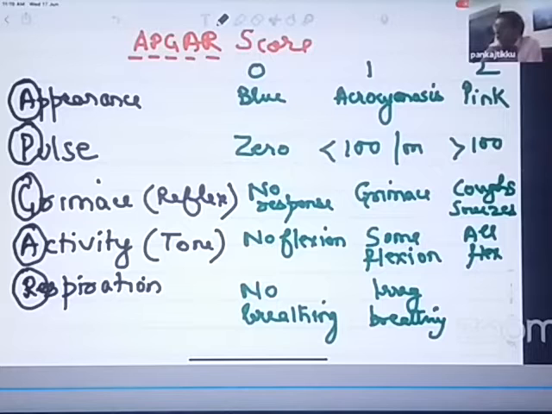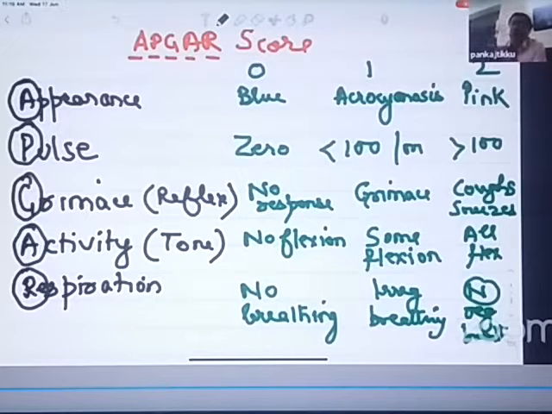And there is a normal regular breathing. Give him a score of 2. Normal regular breathing. That is how normally the children breathe at birth. And what should be the respiratory rate? 40 to 60 per minute. So normal regular breathing. Give him a score of 2.